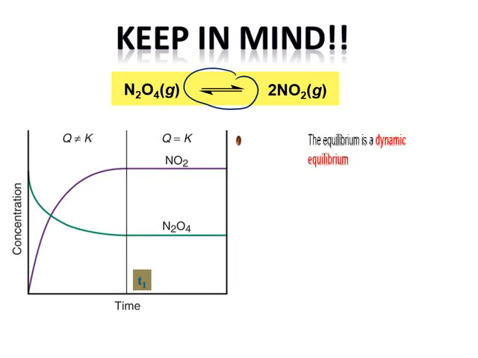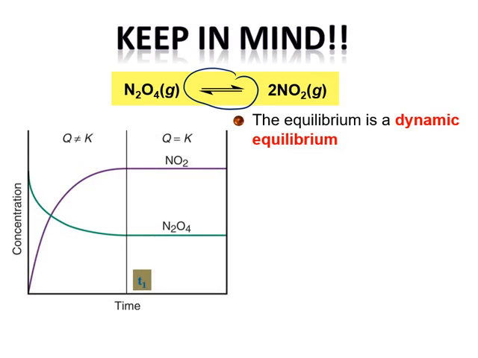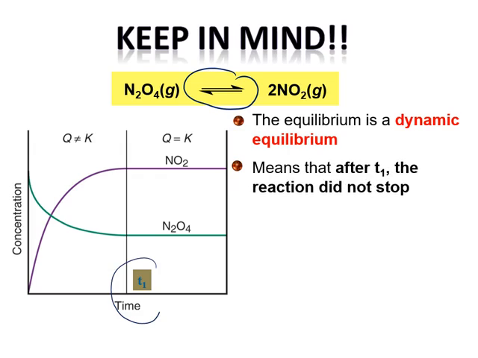So the graph for the change in concentration versus time is the same as the previous explanation, which is the dynamic equilibrium is achieved after T1. Means that after T1, the reaction did not stop. Okay, selepas T1 ni jangan cakap tak ada tindak balas berlaku. Tindak balas masih berlaku lagi. N2O4 masih lagi bertindak balas membentuk NO2. Dan NO2 pun masih lagi bertindak balas membentuk N2O4 after T1.